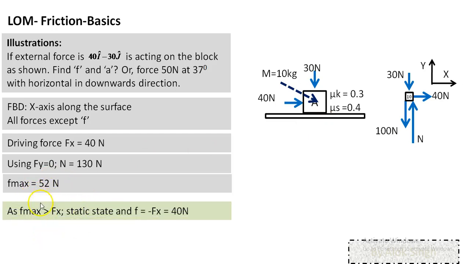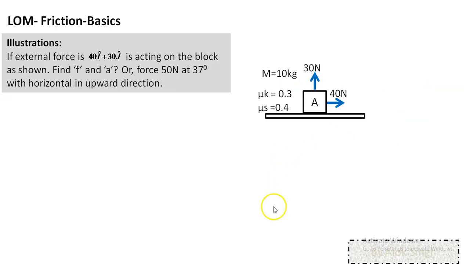So finally, we compare the value of driving force with the resisting force. Here we find maximum friction force is greater than driving force. Hence, it will be in a static state. The block will not slip. And what will be the magnitude of friction force? It will be equal and opposite to the driving force, hence 40 Newton. Friction force will be 40 Newton and block A will be at rest. So this is the friction force, opposite to the driving force.